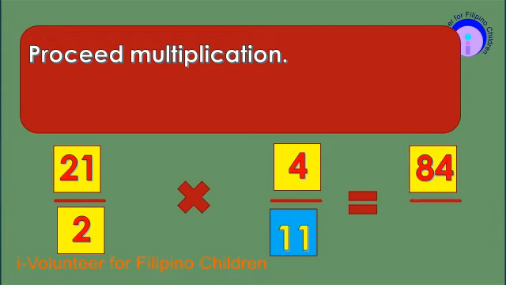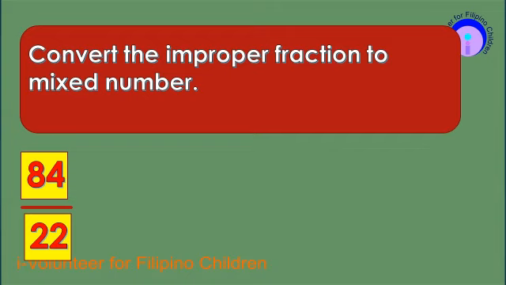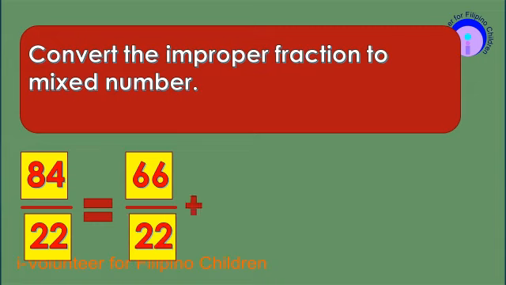21 times 4 is 84. 2 times 11 is equal to 22. Now, let's convert 84 over 22 into a mixed number.